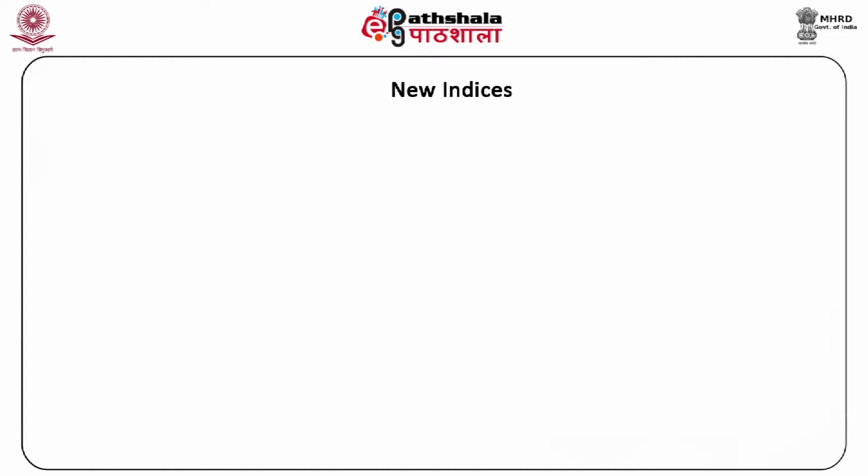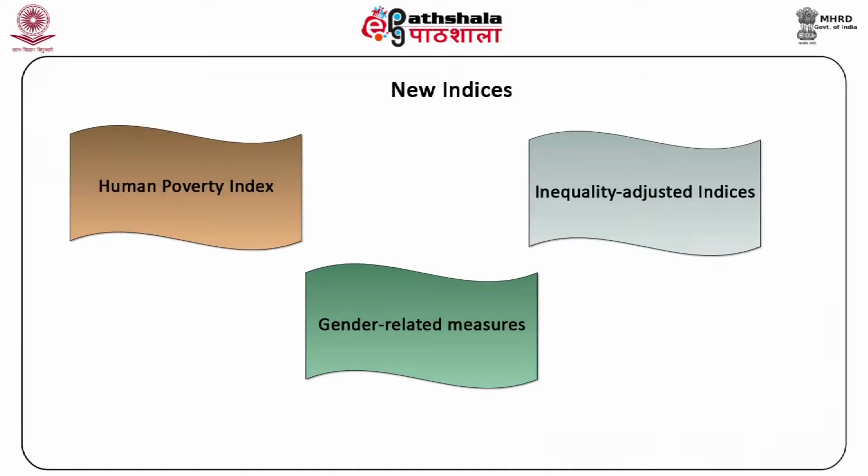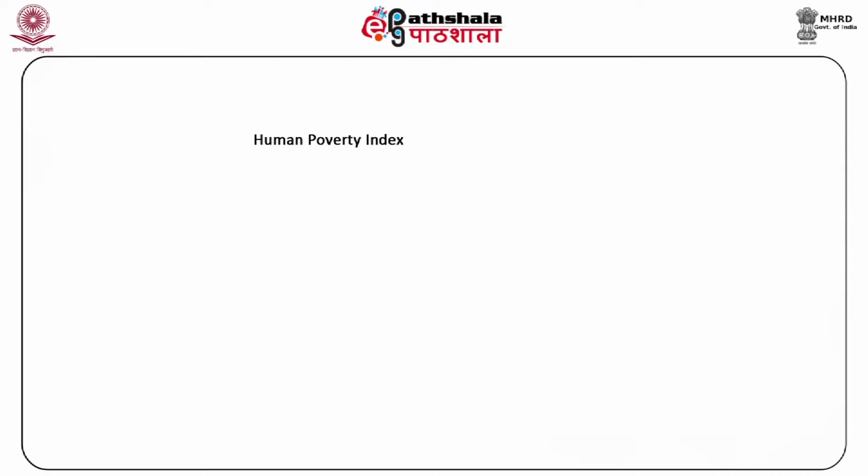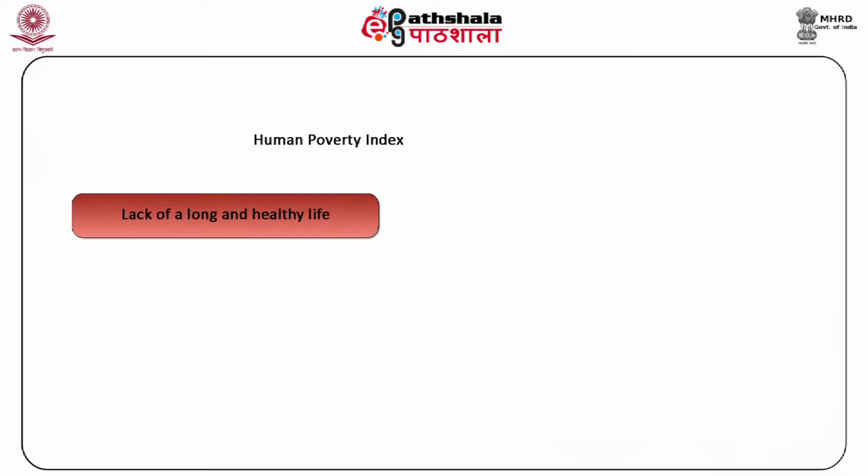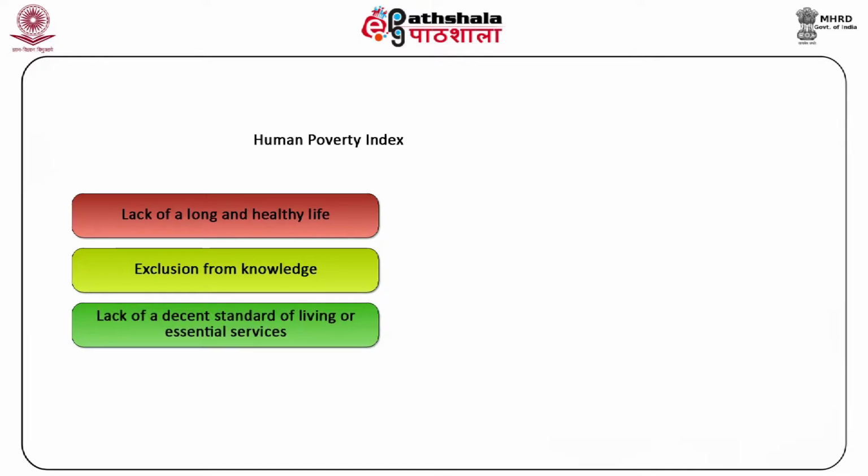Three most important new indices are Human Poverty Index, gender related measures, and inequality adjusted indices. Human Poverty Index. It looks at deprivations in the three basic dimensions: lack of a long and healthy life as measured by the probability of not surviving past the age of 40, exclusion from knowledge as measured by the adult literacy rate, and lack of a decent standard of living or lack of essential services as measured by the percentage of the population not using an improved water source and the percentage of children underweight for their age.